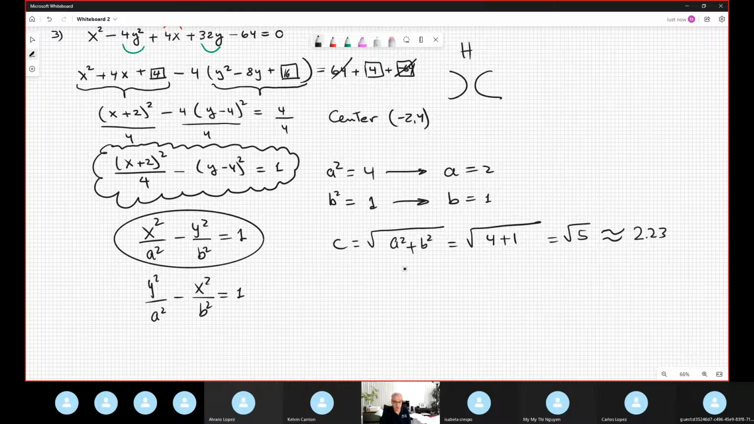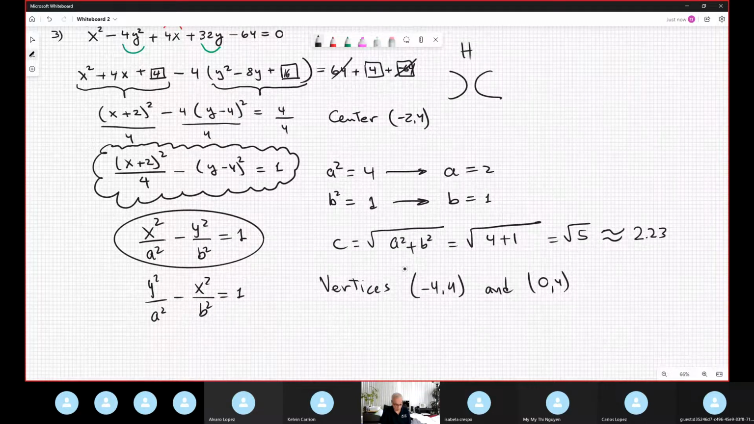Okay, and the vertices of this hyperbola are located at the points -4,4 and 0,4. Because from the center, you move horizontally, since it's a horizontal hyperbola, a distance of 2. So -2 plus 2 is 0, and -2 minus 2 is -4.